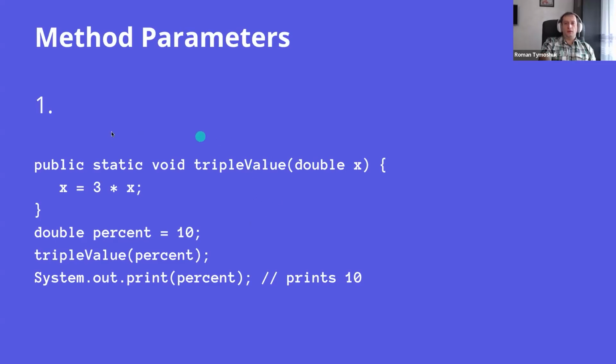So what is happening here? We have a static method. It gets a double number x. Inside of this triple value method, we are saying that x now equals 3 times more than the x provided before. In the main program, we are saying that the percent variable is of type double and equals 10. We are passing this information to the static method and then printing out. But in result, we still have 10.